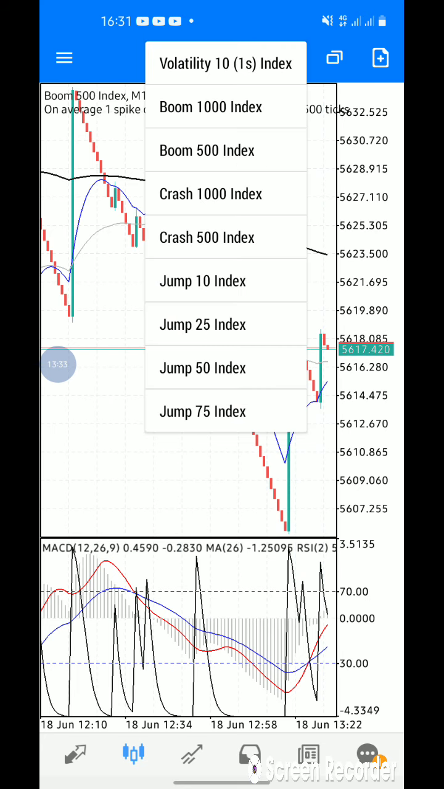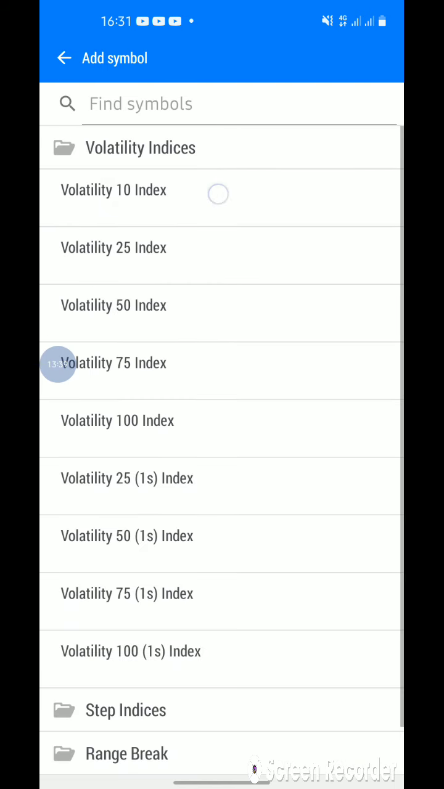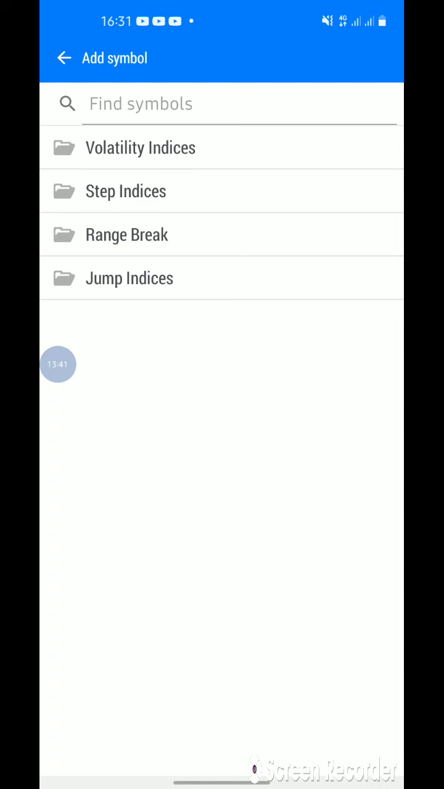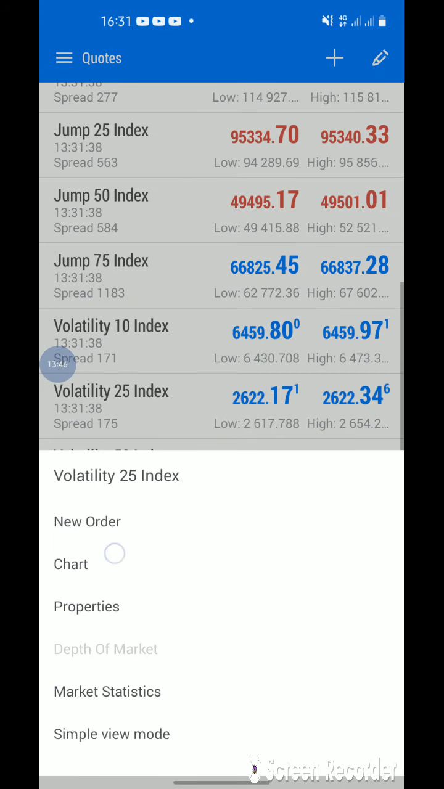Also, this method works for other pairs as well. Maybe let me add as many indices pairs as I can here, so that we can choose any of the pairs. Maybe let's check V25.